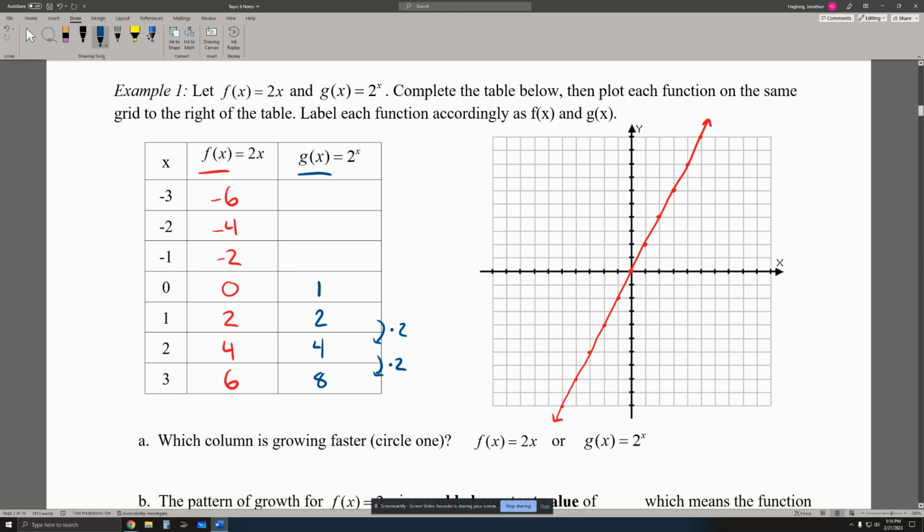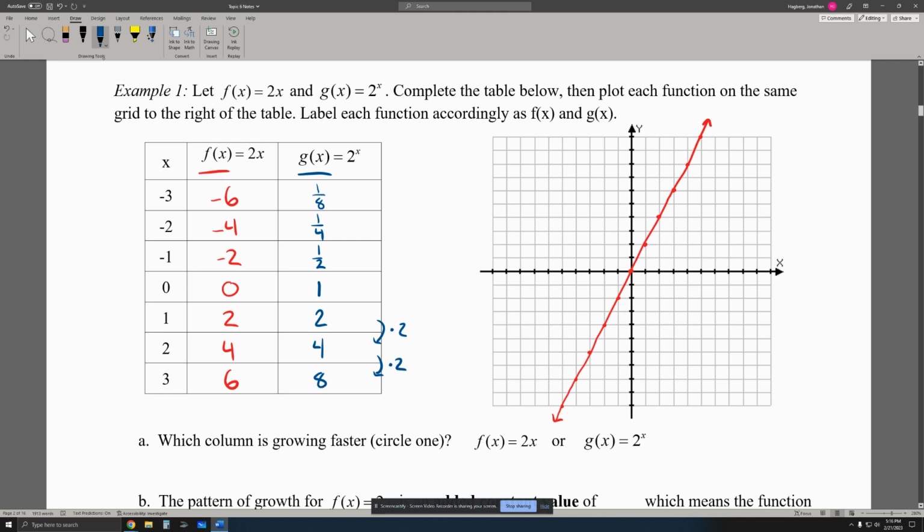And g of -1 would again be divided by 2, so 1 over 2, or 1/2. G of -2, dividing 1/2 by 2, we would get 1/4. And then dividing 1/4 by 2, we would get 1/8. So g of -3 is equal to 1/8. Okay, so these are the function outputs for g of x.